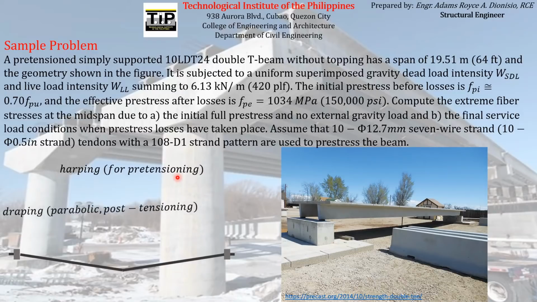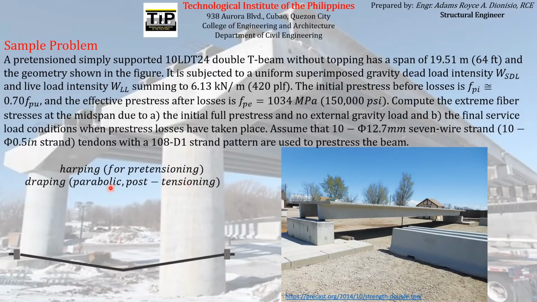And in the case of post-tensioning, we usually use a tendon profile that is what we call parabolic. So it has the shape of a parabola. That's why it's called parabolic. So that is actually what we call drape tendon or draping.